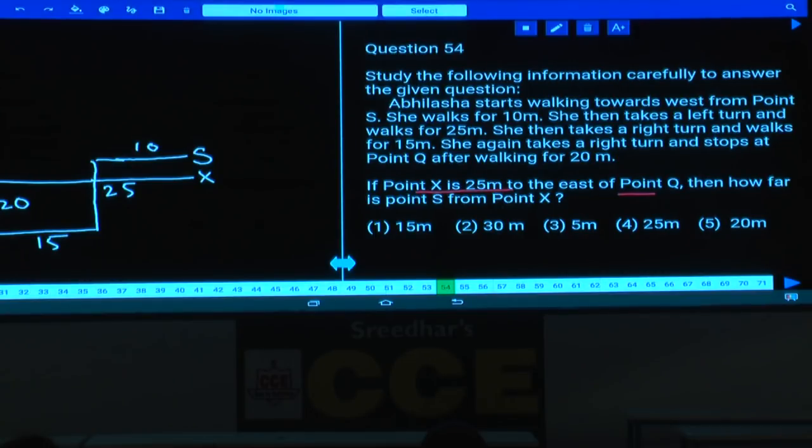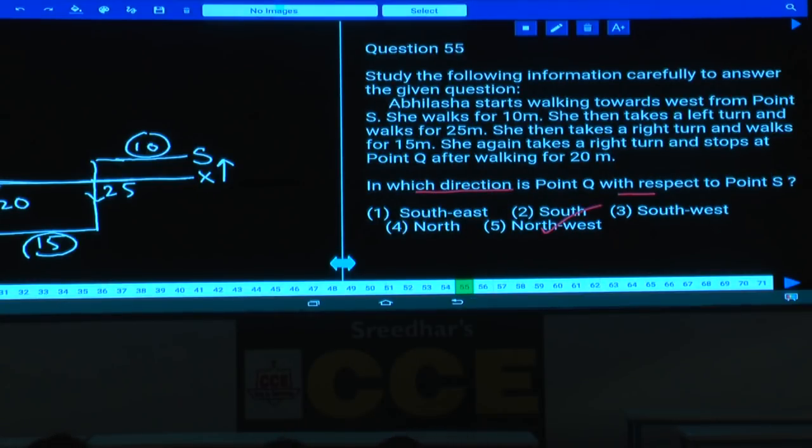Then, how far is point S from point X? What is the distance between these two? Here, earlier it is 25 towards south and 20 towards north. Now the horizontal distance has become 0. This is 15 and this is 10, 15 plus 10 equals 25, isn't it? Hence, the horizontal distance is 0, only the vertical distance is left over. What is the distance between X and S? 5 meters, that is choice 3.